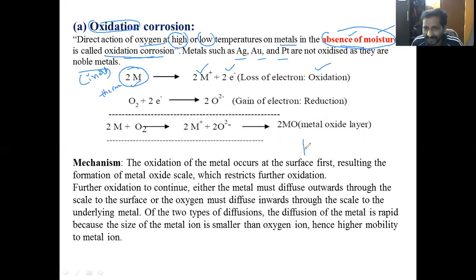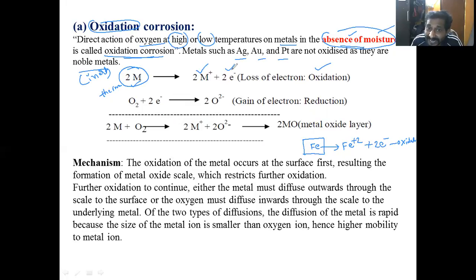For example, I am taking any metal, say iron. This iron is isolated from iron ore, so it will be unstable. This unstable metal will lose electrons and liberate Fe2+ ions like this. This process is called oxidation. In general, the metal liberates or loses electrons and forms metal ions. This process is called oxidation, the loss of electrons.